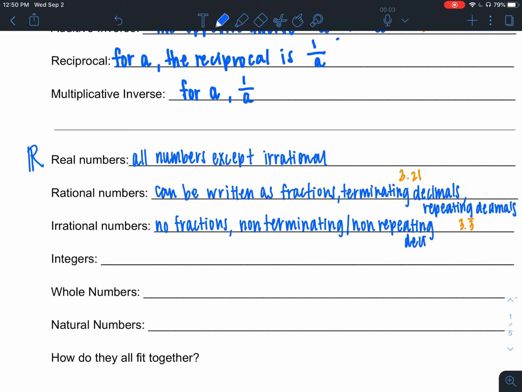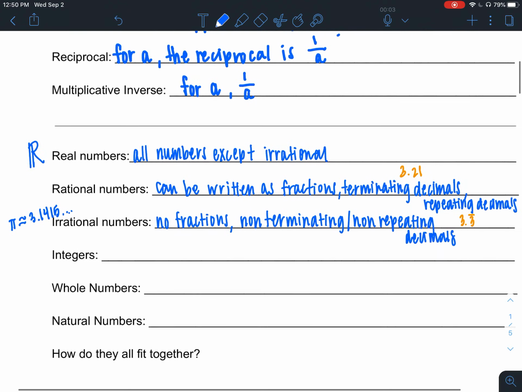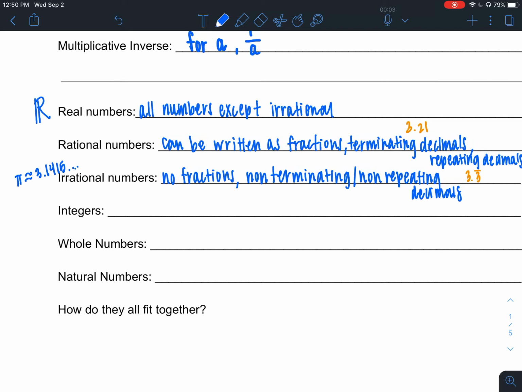Non-repeating decimals, sorry about that. So an example of that is pi, because pi is equal to or about 3.1415, and it keeps going and going. Right? Next we have integers. So integers are the natural numbers, their opposites, using that definition from before, and 0.